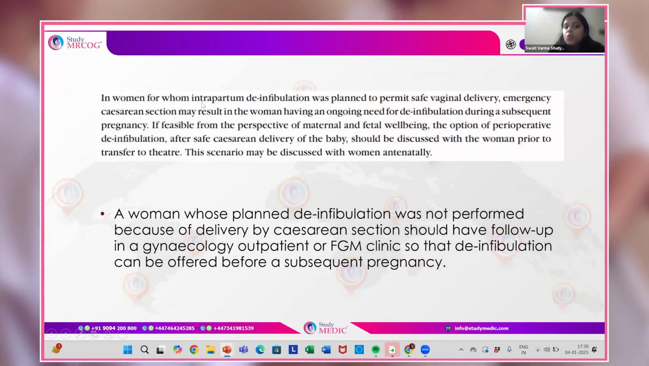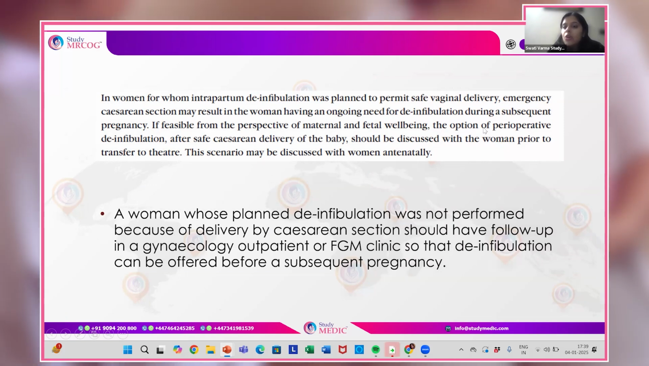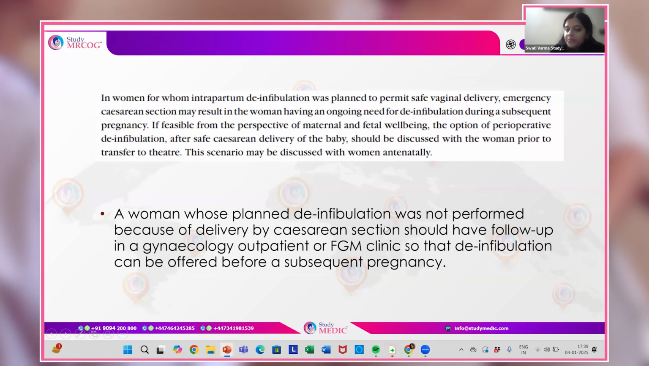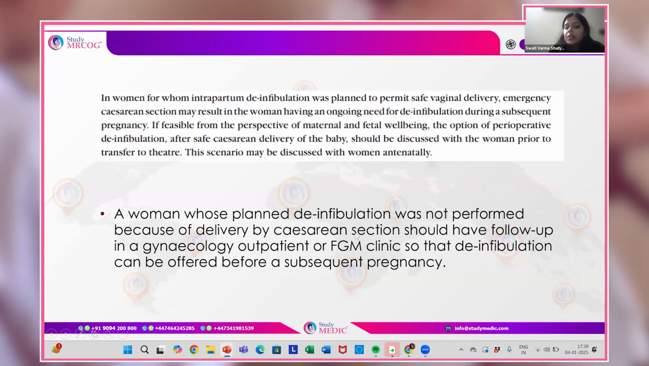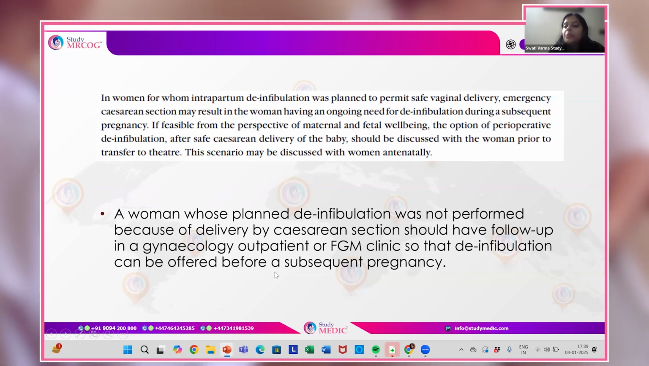Like in women for whom intrapartum deinfibulation was planned and emergency C-section is done. So if feasible, discuss the option of perioperative deinfibulation after safe CS, or if you are not able to perform it during cesarean section, then follow her up in gynae outpatient or FGM clinic so that deinfibulation can be offered before a subsequent pregnancy.